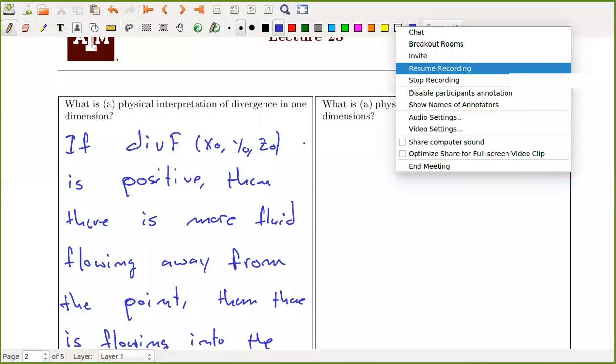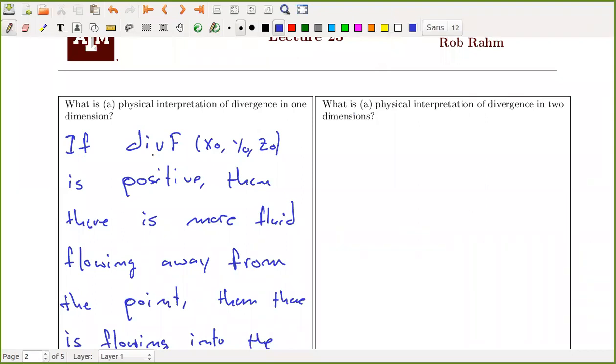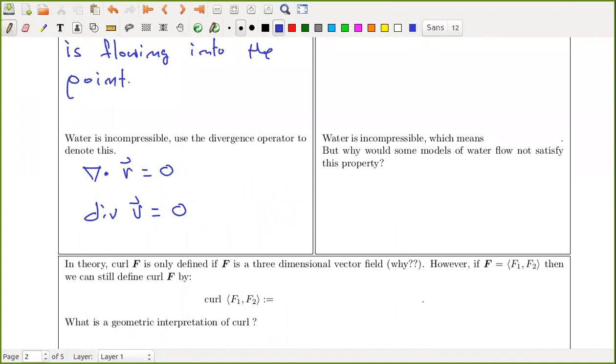And I just realized that I wrote the wrong answer here. The answer that I wrote here should be the answer there, but it's basically the same. So sorry about that. Okay, now let's answer this question.